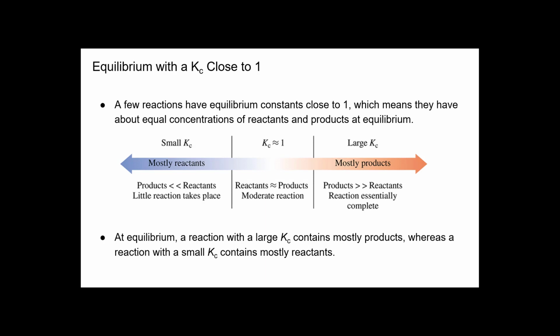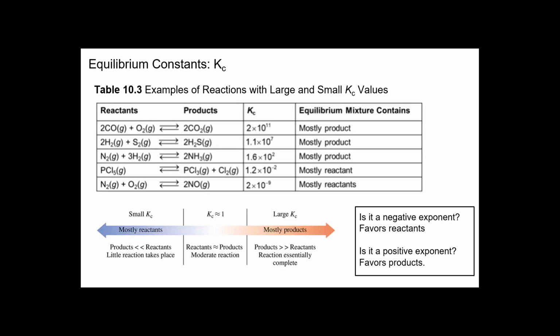So at equilibrium, a reaction with a large equilibrium constant contains mostly products, and an equilibrium constant with a small value contains mostly reactants. Here's a chart, and this will allow you to see. I put a box so you can figure out how to read these. So we have the chart from the previous page, and we start looking at the values.